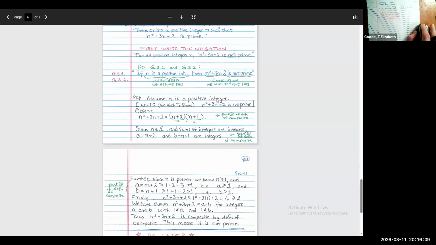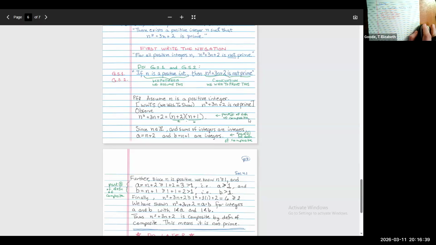So assume n is a positive integer. We wish to show that n squared plus 3n plus 2 is not prime. So we're going to look at n squared plus 3n plus 2. Guess what? It factors into n plus 2 times n plus 1. It doesn't matter what order you put these, but you do have to be able to factor a quadratic. So one of these will be our A, and the other one will be our B.